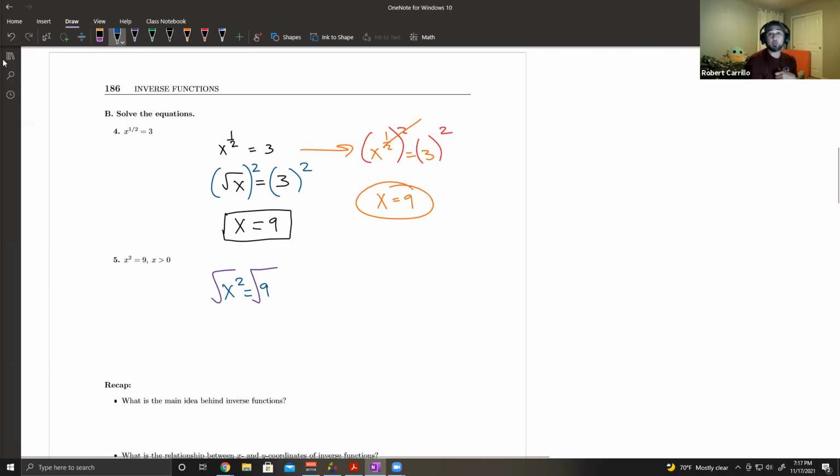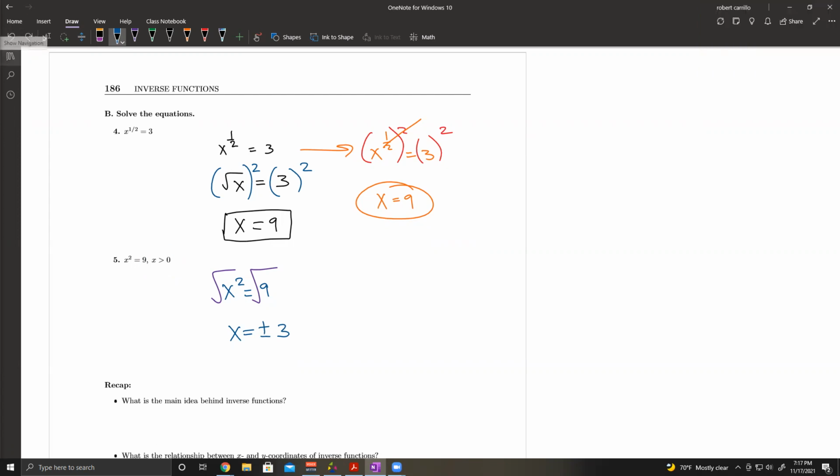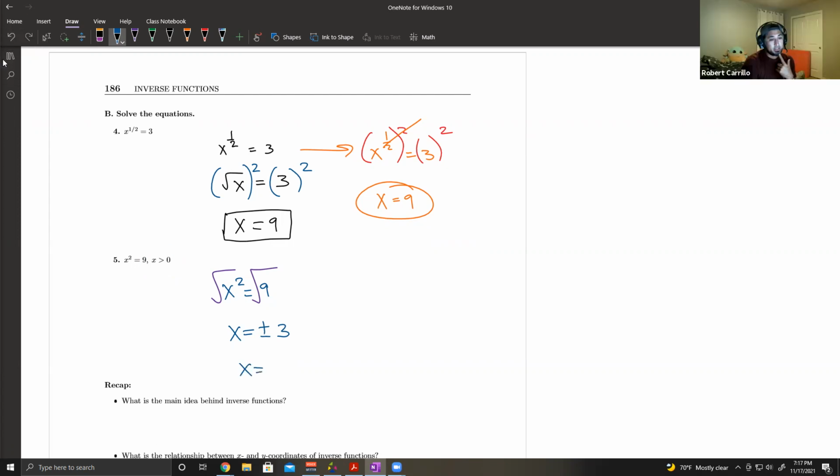And remember, when you square root something, you get x equals plus or minus the square root of 9, which is 3. But our domain says we have to choose an answer that's greater than 0. So which answer are we going to go with? Positive 3. So we stay with just positive 3. Okay, so in the first one, number 4, you have to square both sides. On the second one, you square root both sides. Okay, everybody good with those 2?